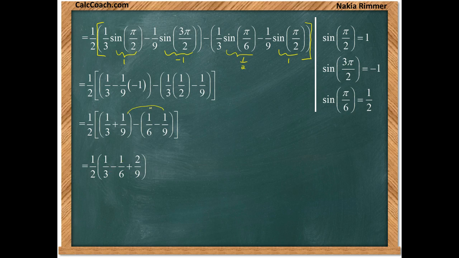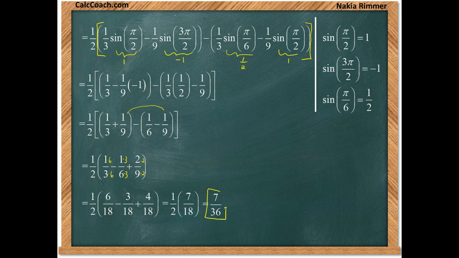Common denominator is 18. We'd have to multiply by 6 in the first fraction, 3 in the second fraction, 2 in the third fraction. 6 take away 3 is 3. 3 plus 4 is 7. So we have 7 over 18, but then the 1/2 comes from the identity that we had in the beginning. So we have 1/2 of 7/18, or 7 over 36. That would be the answer to the question.